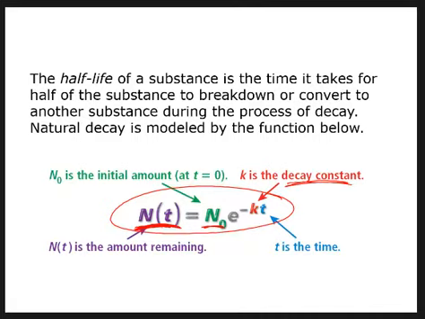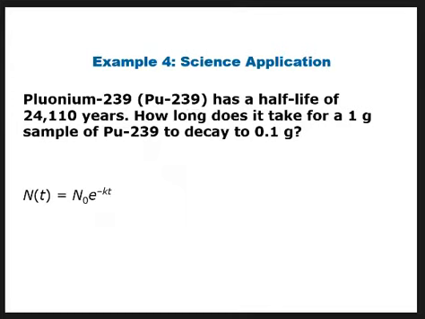Now the decay constant is going to vary from problem to problem. So the first thing we have to figure out is what the decay constant is, and then we can go back and figure out how long it's going to take to achieve some specific amount. So we're going to look at something like this. It says plutonium-239 has a half-life of 24,110 years. How long does it take for 1 gram of a sample to decay to 0.1 grams?